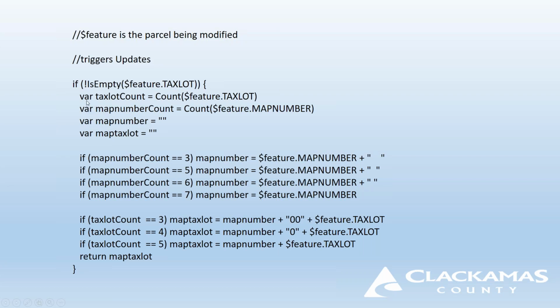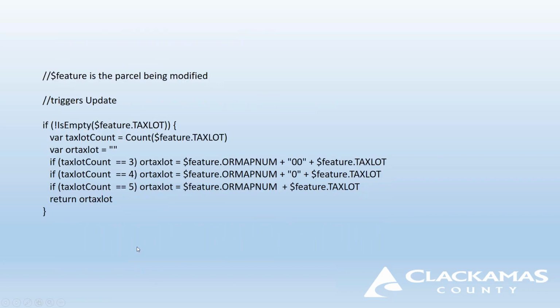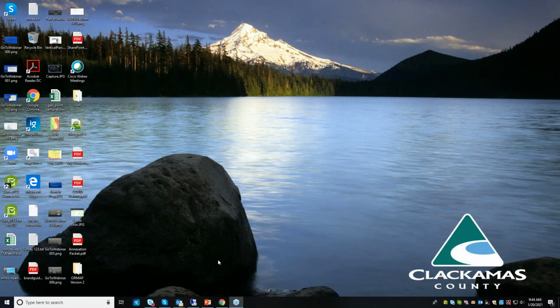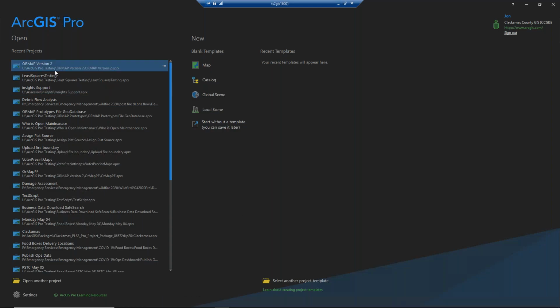So I go out, I get the count of the tax lot number, I get the map number, I set some empty variables. I go out and I count, based on the length of the tax lot, I do some formatting, add some zeros, and then I return the map tax lot. And I do the same thing for the tax lot or the OR tax lot number. So let's talk about code.